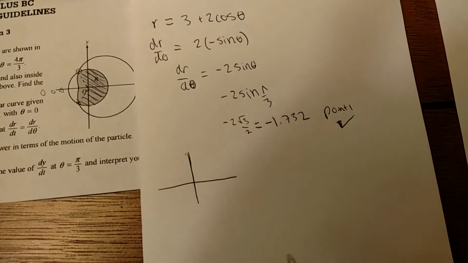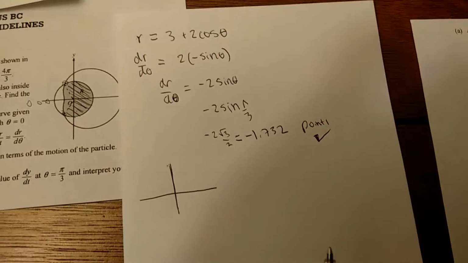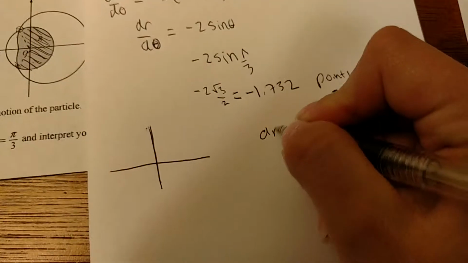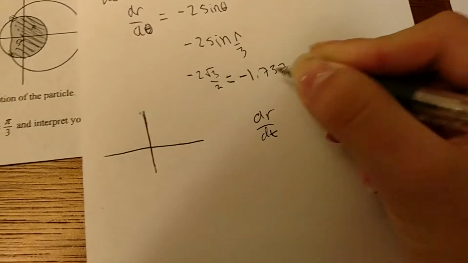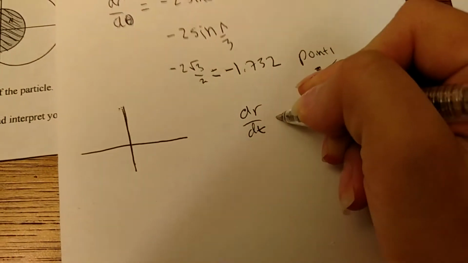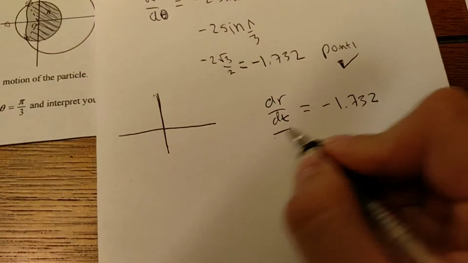So that's the first point in that equation, but the second point is a little more difficult. It's your interpretation. So you're going to say, okay, dr over dt is what I have here, and that value at pi over 3 is a negative value. It's equal to negative 1.732. But what does dr dt represent?